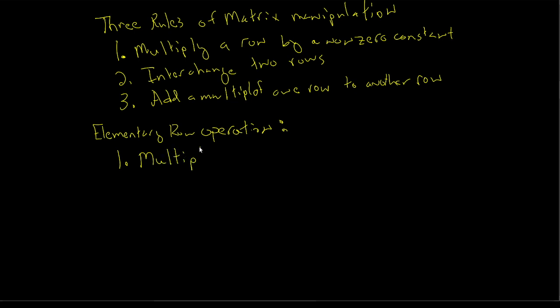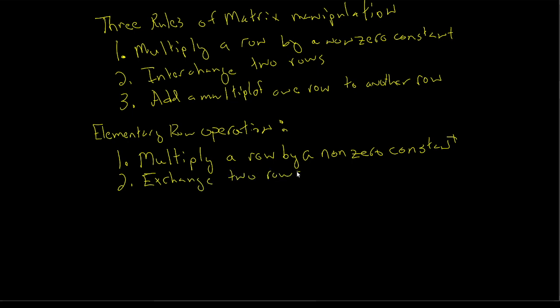These are important. One, multiply a row by a non-zero constant. Two, exchange 2 rows. And 3, add a multiple of one row to another row.